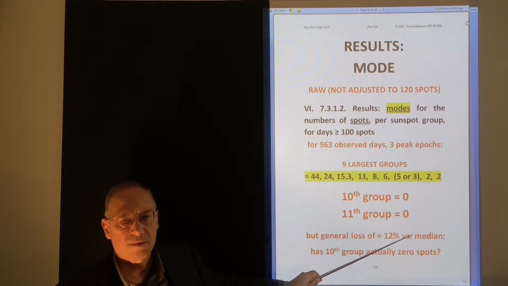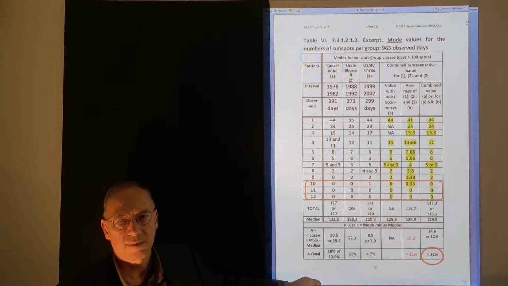However, we also will find in the next page from this mode that there is a loss of about 20% in the number of spots when we consider the modes. So perhaps the 10th group actually has more than 0 spots. We shall see whether it is the median or the mode which is representative.